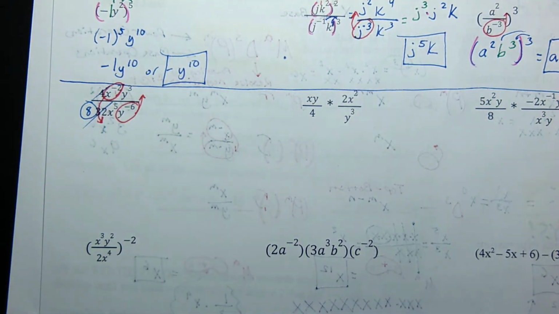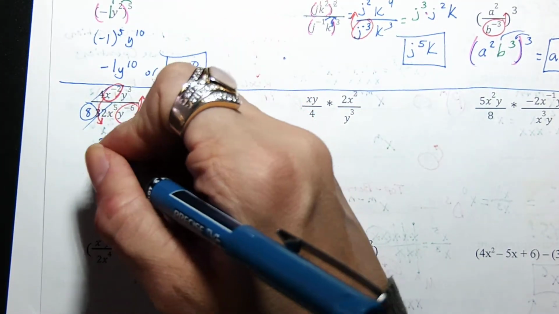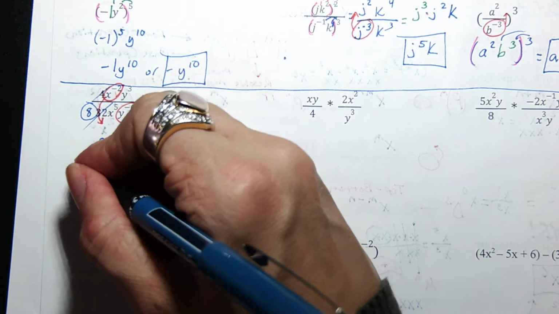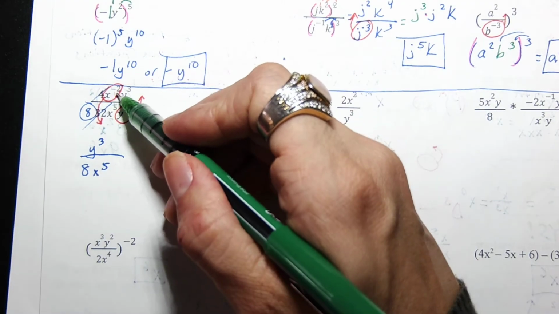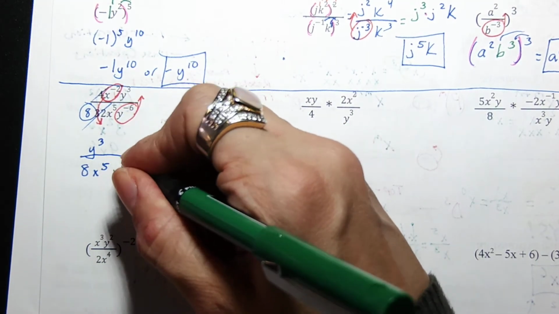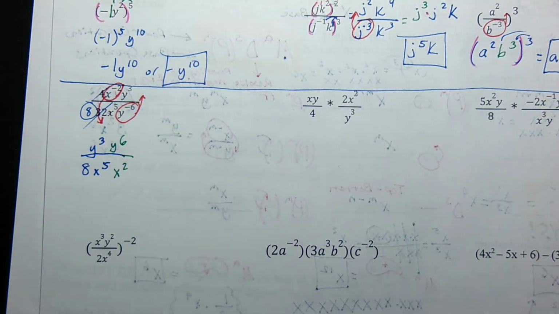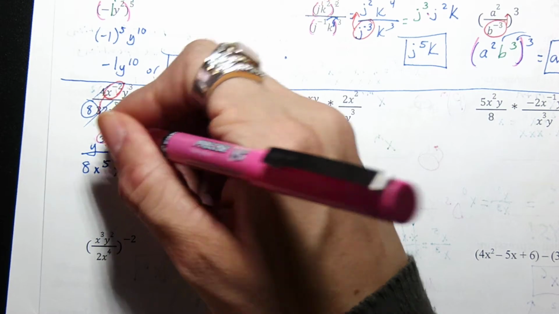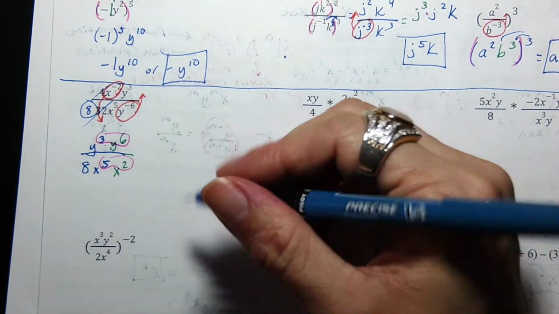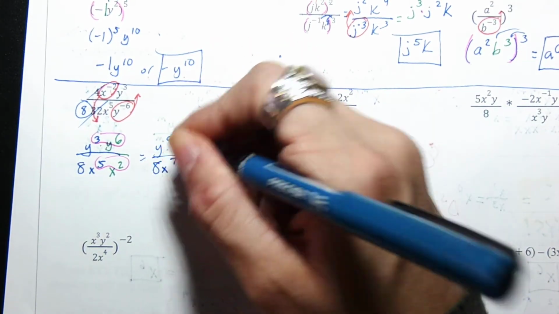The positive ones are going to stay right where they are. So let's write what we have locked in, which is the y cubed on the top, and then the 8 and the x to the 5th on the bottom. Then our resolved negatives: x to the negative 2 gets sent downstairs and becomes x squared. Y to the negative 6 goes upstairs and becomes y to the positive 6. Now, instead of messing with all that double negative stuff, we just add those exponents, which gives us y to the 9th over 8x to the 7th.